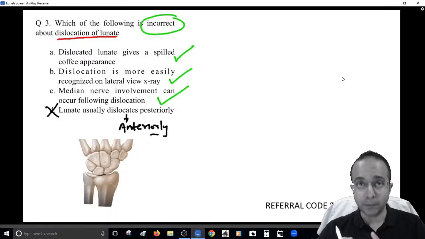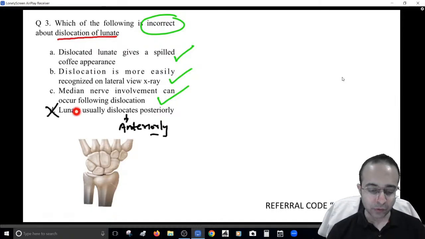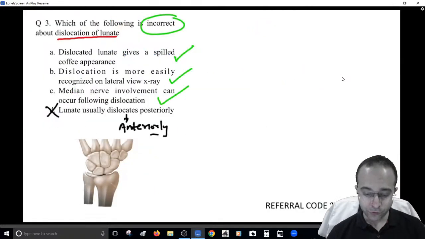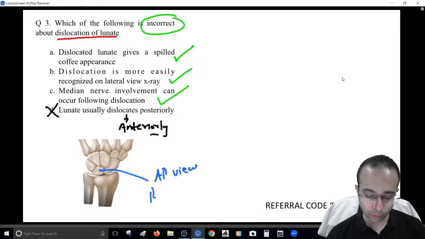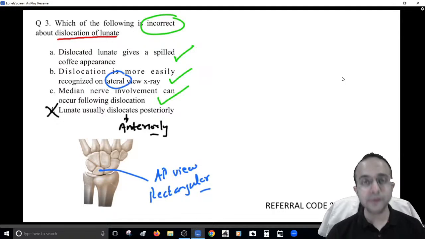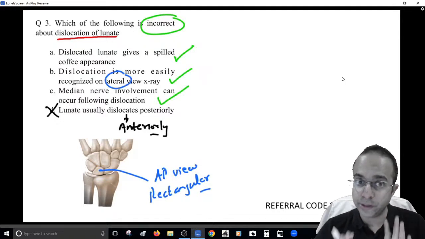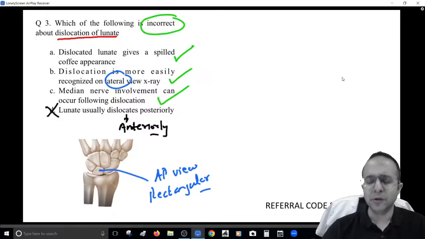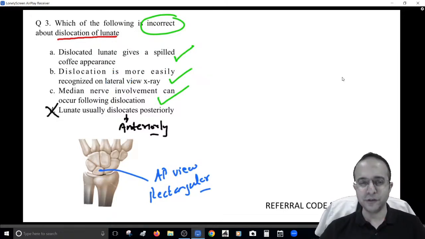And mind you, lunate is called lunate because it is this half moon shaped bone on a lateral view. If you see lunate on a AP view, you will find the bone to be rectangular, not moon shaped at all. So that is why it is the lateral view that classically shows the lunate, not the AP view. In fact, lunate is called lunate because of its appearance on the lateral view. So that's why dislocations we generally search for by looking at the lateral views.